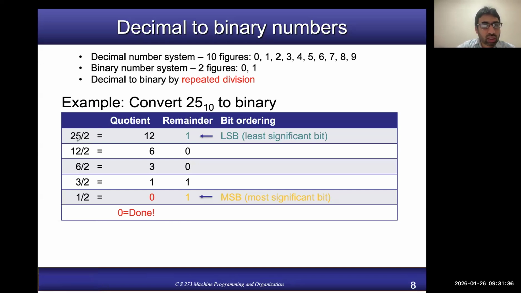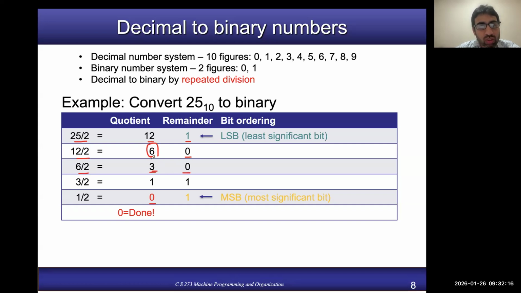We divide 25 by 2 and write down the quotient and the remainder. The quotient is 12 and the remainder is 1. Then we repeatedly divide the quotient again by 2 until we finally get a quotient of 0. So we divide 12 by 2 and get a quotient of 6 and a remainder of 0. Is the quotient 0? No, so divide again by 2. Dividing 6 by 2, you get a quotient of 3 and a remainder of 0.